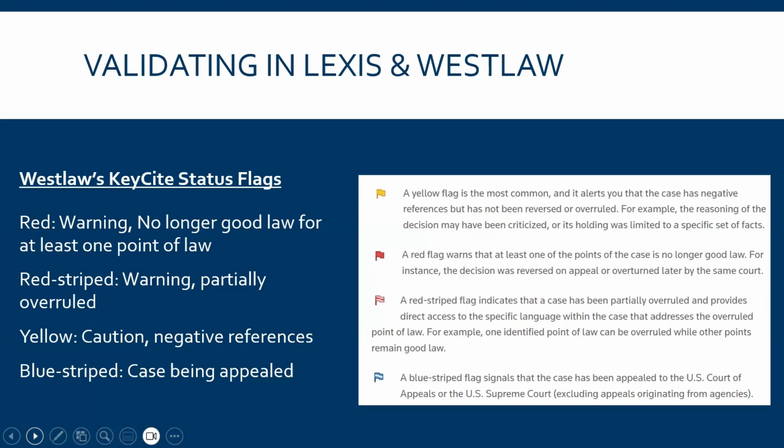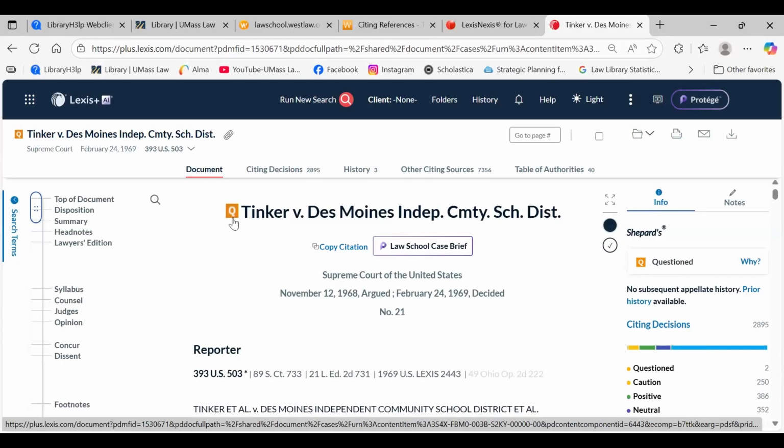No matter what signal or status flag you see, you must investigate and understand the reason for the signal so that you do not miss case law that is important to your issue or statement of facts. Let's go back to Tinker and investigate the signals and flags associated with the case. As you can see in Lexis, there is an orange Q symbol, which tells us that the validity of the case has been questioned by at least one court.